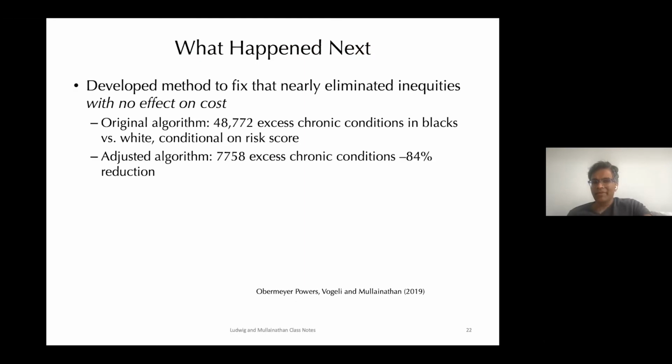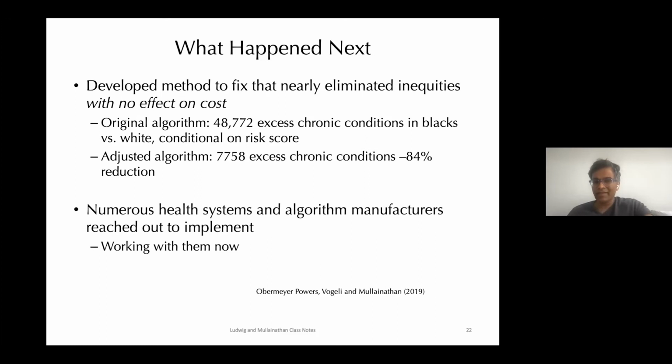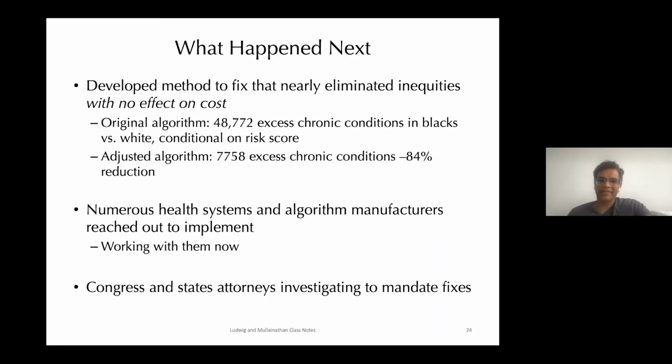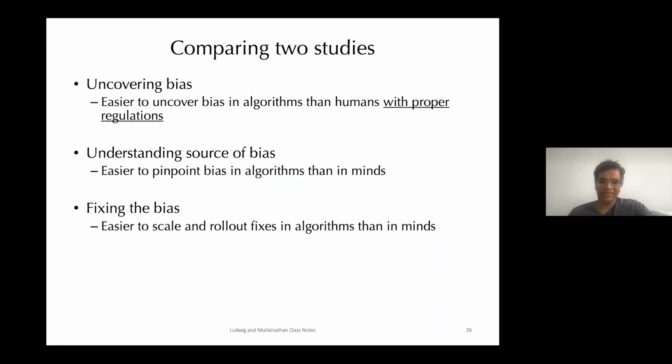On the other hand, what happened next with the algorithm fix is that, because there was a fix in the algorithm, it's easy to develop a method that reduces or nearly eliminates inequities at no cost, and numerous health systems are now implementing and scaling up this algorithm. And that's the thing. It's hard to change software in someone's mind. It's easy to just install a fix as a piece of code. And of course, I'll skip this. Congress and state attorneys are working on fixing this thing.